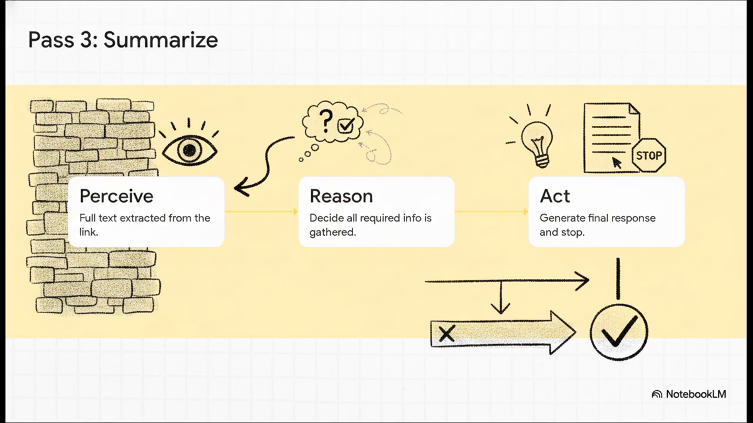Now we enter pass 3, and this is where it all comes together. The agent perceives the massive wall of text that was just extracted from the website. It goes into the reasoning phase. It analyzes that text against your original prompt. It thinks, does this text contain the facts I need? Yes. Do I have the source URL? Yes. This is the aha moment. The reasoning step decides that the overarching task is genuinely complete. There's no need to call another tool. Finally, it acts. It generates the final formatted summary for you, outputs the text, and officially stops the engine. The loop is broken and the task is solved.